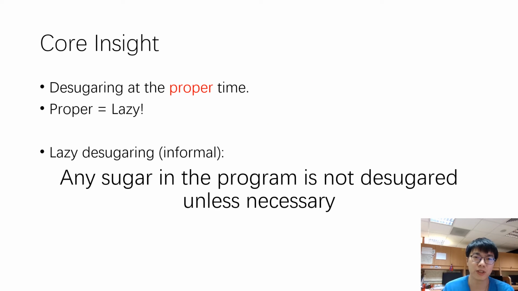As you can see, the core insight of our work is to expand the sugar at the proper time, and we notice that the proper time is lazy for the task. So what is lazy desugaring? Here's the informal definition: any sugar in the program is not desugared until necessary. Then you can guess the unnecessarily expanded sugars are just the same as the reverse desugaring of sugar in resugaring. Intuitively, that makes sense, right?